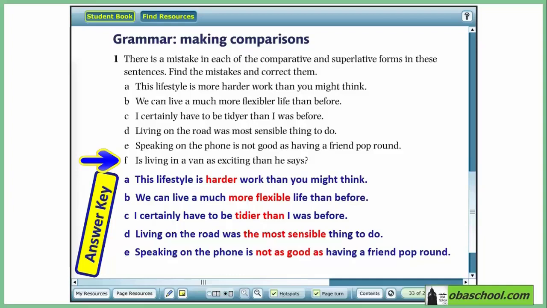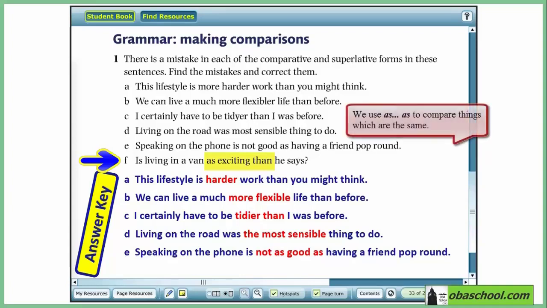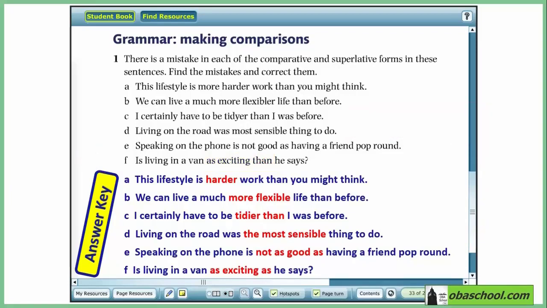F. Is living in a van as exciting than he says? The mistake here is "as exciting than", because we use "than" in the comparative form, but here we don't have a comparative form and there is a comparison with "as". And because there is a comparison, we have to write "as" plus adjective plus "as". This is the form. So we have to replace "than" with "as". So it will be, is living in a van as exciting as he says?